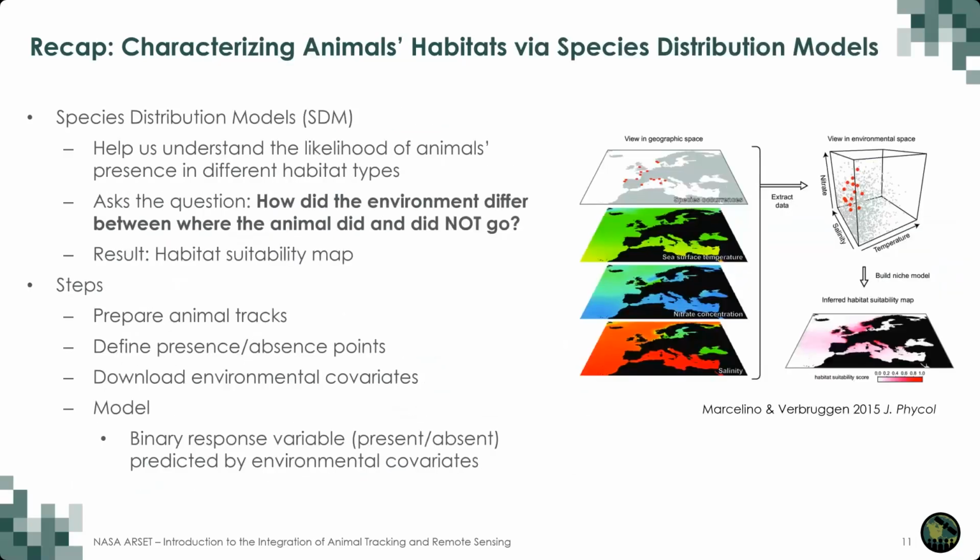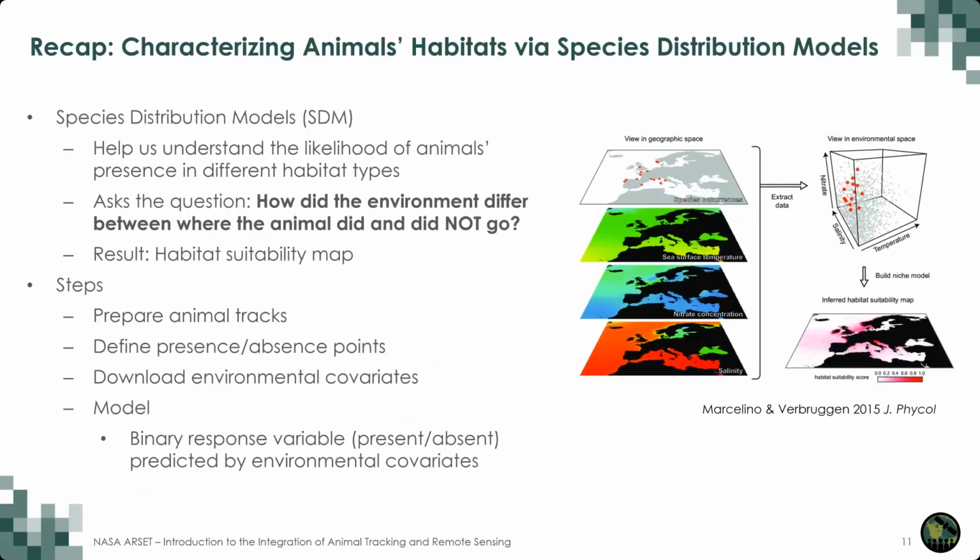So just to quickly recap what Claire went through in the first session the other day, I'm going to be talking about species distribution models, and this is asking the question, how did the environment differ between where the animal did and did not go? And the ultimate result is a habitat suitability map, which I'll show you in a couple of slides.